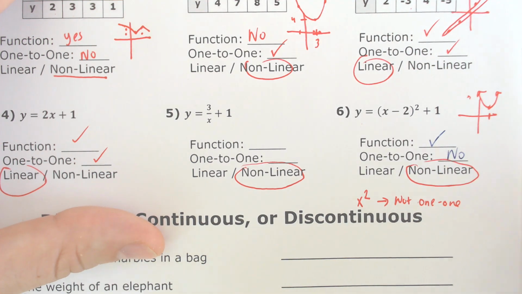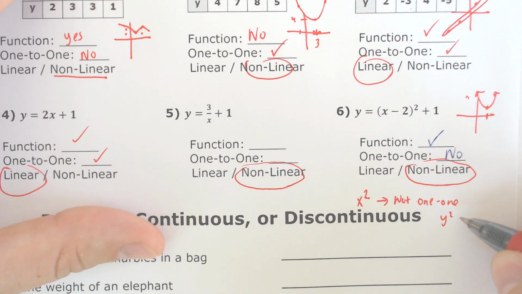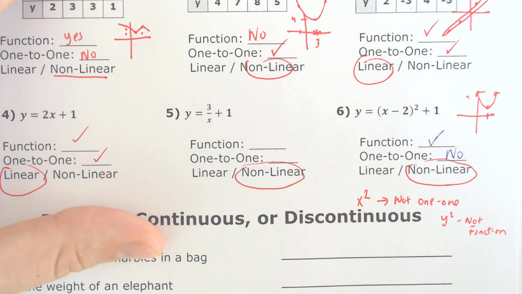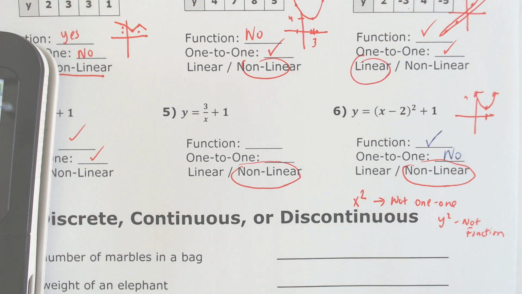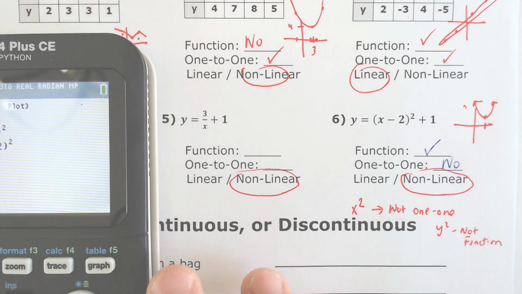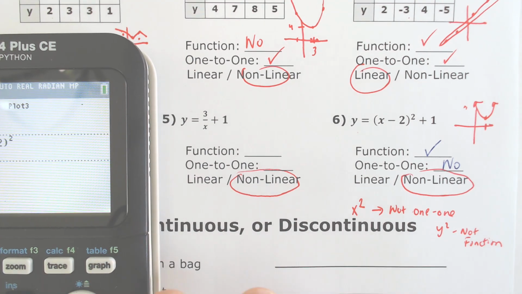If you had a y squared, it would be not a function. Okay? So x squared, not one-to-one. y squared, not a function. Now dividing by x, that's a whole different ballgame. And to prove how crazy this graph actually is, I'm going to graph it for you. Here we go. Let's graph it.